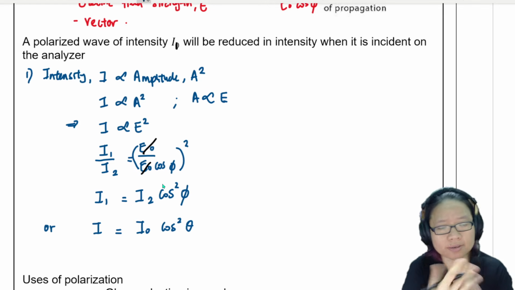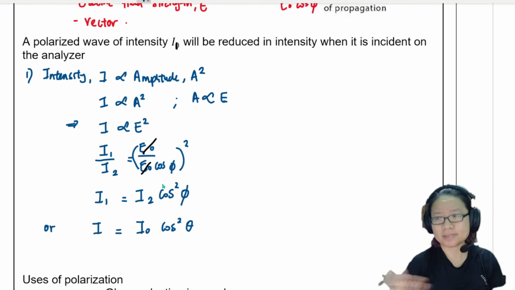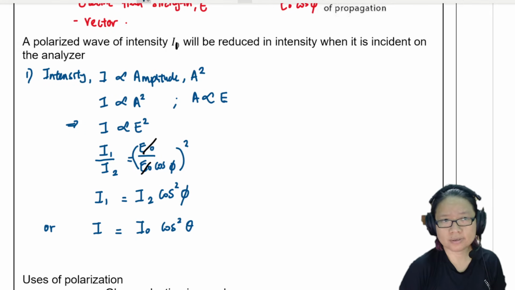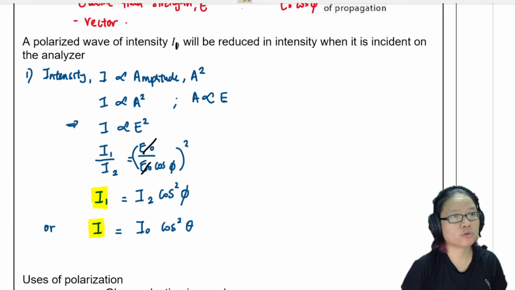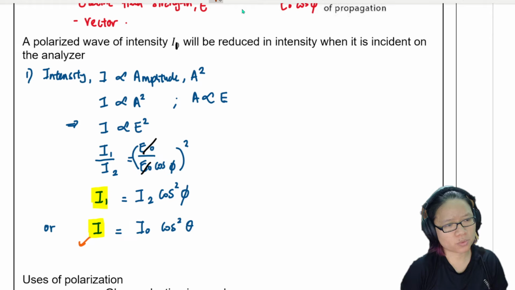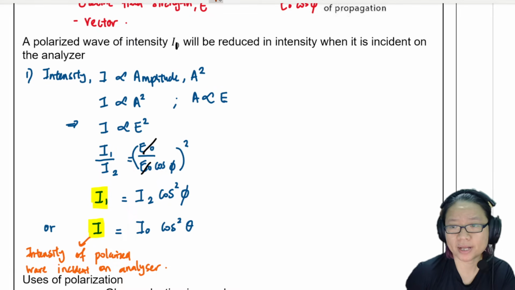So please understand that in physics, hopefully by now you will know that this thing is just a symbol to represent something. It is not always consistent. But the idea here is you are sending a light into the analyzer. So for this I, this one is intensity of polarized wave incident on analyzer. Okay, that is what I1 or I is.